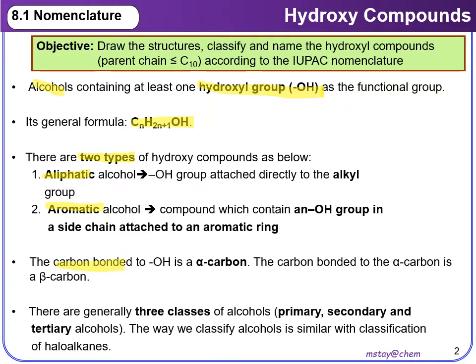Basically, the carbon bonded to OH, if we want to simplify and give a name to this carbon, we will know it as alpha carbon. And then as usual, there are also three classes of alcohol: primary, secondary, and tertiary alcohol. Classification of alcohol is also important because different classes of alcohol will show different products when oxidation happens.